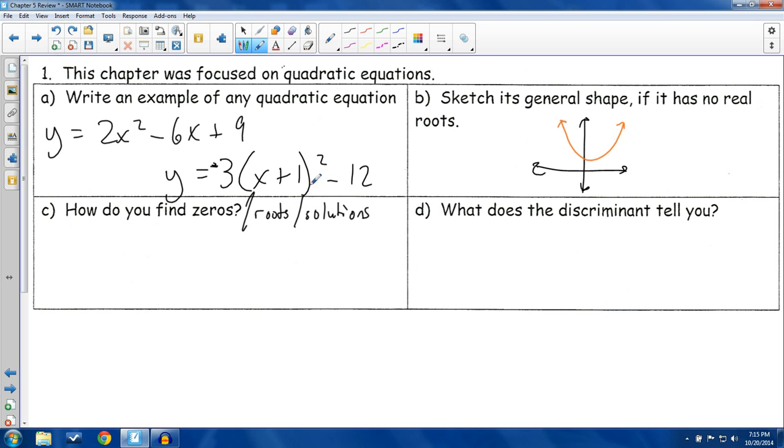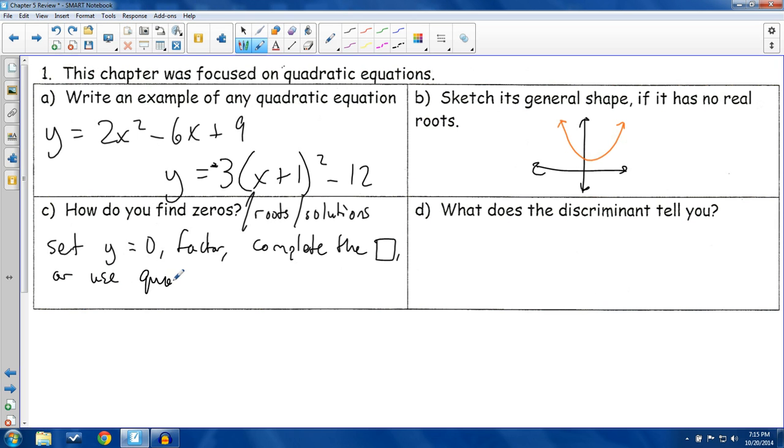One way to find zeros is to set your y value equal to 0. So if you have a polynomial, you'll set your y value equal to 0, and boom, you do any factoring or whatever you have to do there. Well, you do that, you either, like I said, factor, complete the square, or use the quadratic formula.